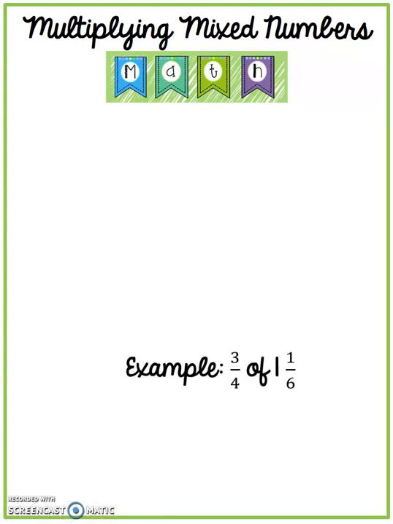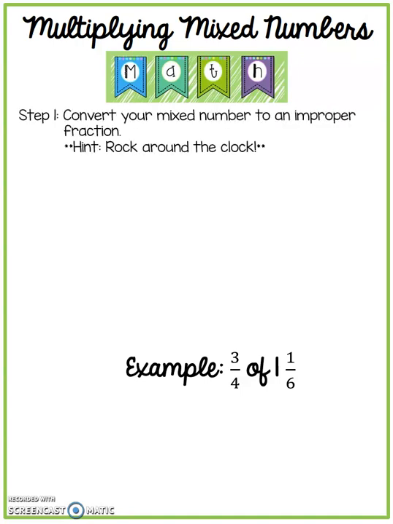Because if you look at the example, 3/4 of 1 and 1/6, you can see that that mixed number factor, 1 and 1/6, also has a whole number out front. So in order to accurately solve mixed number questions, we need to start by turning any mixed number factor into an improper fraction. So let's look at that example and see how this works.